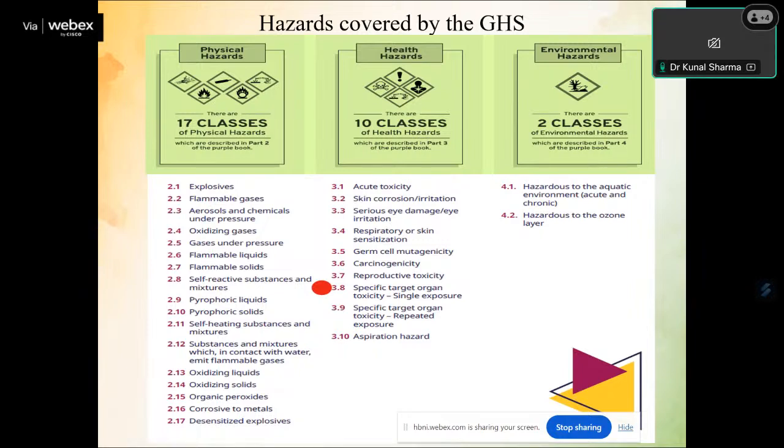Talking about health hazards: acute toxicity, skin corrosion, irritation, serious damage to eye, respiratory sensitization, carcinogenicity, reproductive toxicity, or aspiration hazards. For example, 10 classifications are already mentioned. And last, the environmental hazards, which include hazardous to the aquatic environment, acute as well as chronic, and hazardous to the ozone layer. Chlorofluorocarbon, you have already heard of this type of chemicals. So these are the classifications. On a broader note, we can easily say that GHS is covering all types of major hazards associated with chemicals.